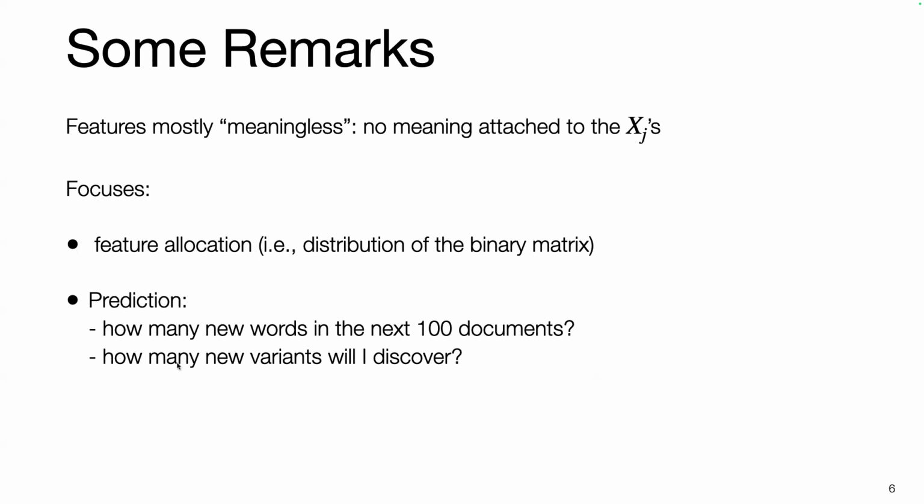For instance, if I have a sample of documents, I want to predict how many new words I will discover if I look at the next 100 documents. That is, words that did not appear in the original text, but will be discovered in the next 100 documents. And in the context of genomic studies, the same question basically is to estimate how many new genomic variants I will discover if I were to go on and sequence the DNA of an additional sample of patients or individuals.